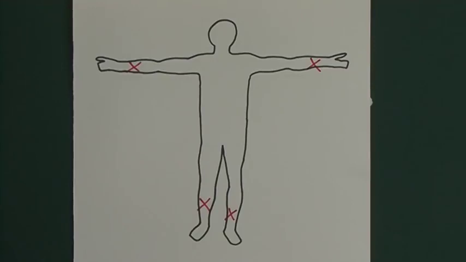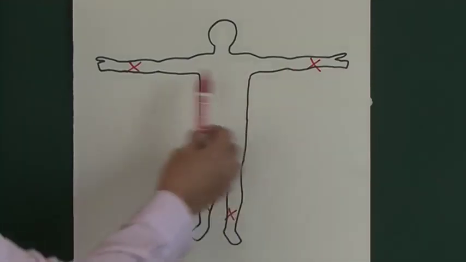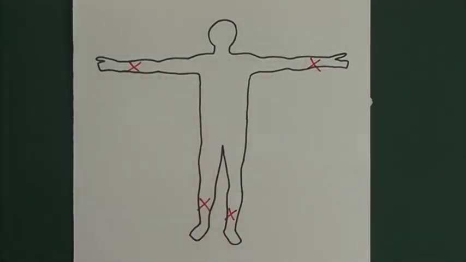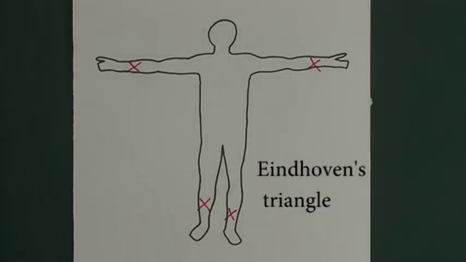So if we've got 6 pickups on the chest, 6, 7, 8, 9, 10, that gives us 10 leads, but it's called a 12-lead ECG. So how do we explain the fact that it's a 12-lead ECG? Well, what we can imagine is what is called Einthoven's triangle.